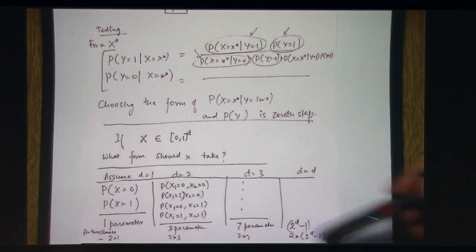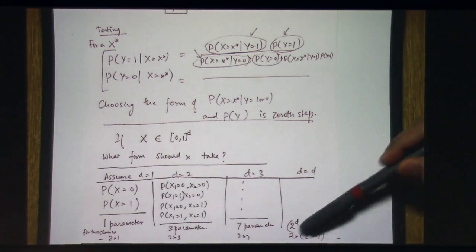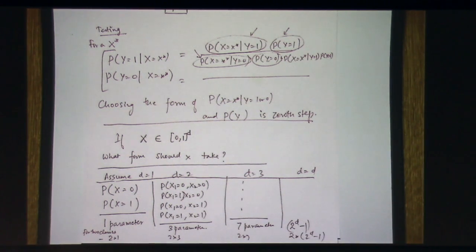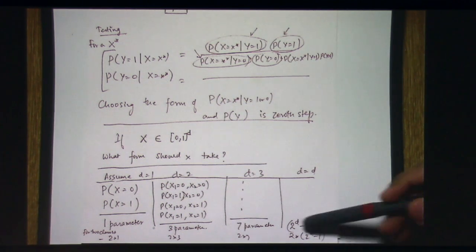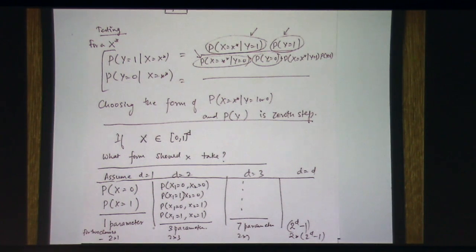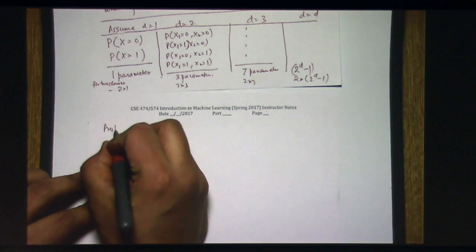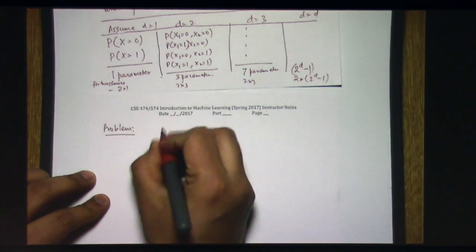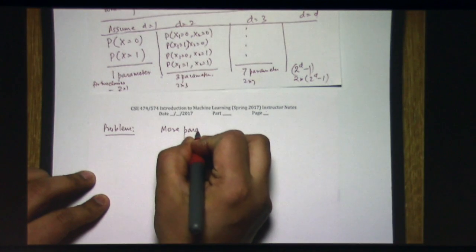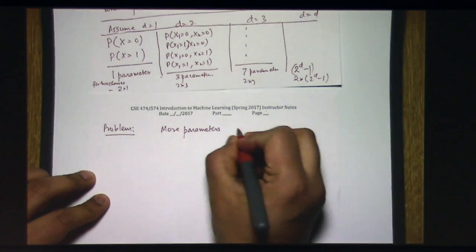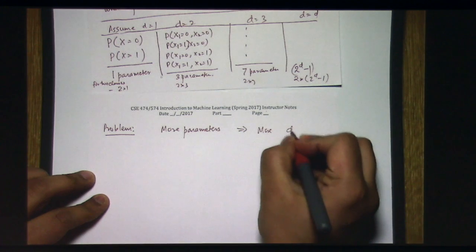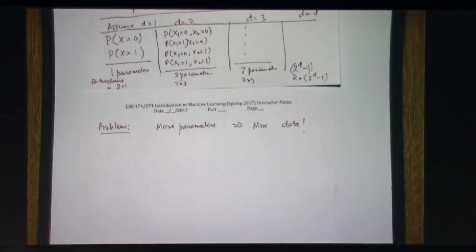The same thing applies in general settings. If you have a lot of parameters to estimate, you need a lot of data. It's kind of connected to the VC dimension as well. If it is more complex, then you need more data to learn things reliably. So what do we do now? That is a problem, of course. So what is the problem? More parameters implies more data, and data is not easy to get. So what do we do?